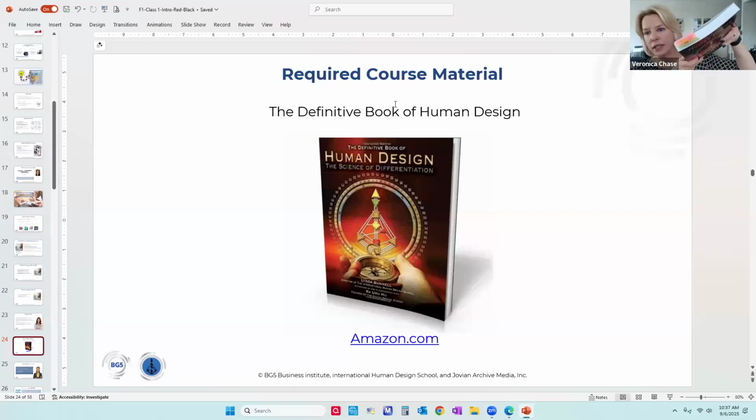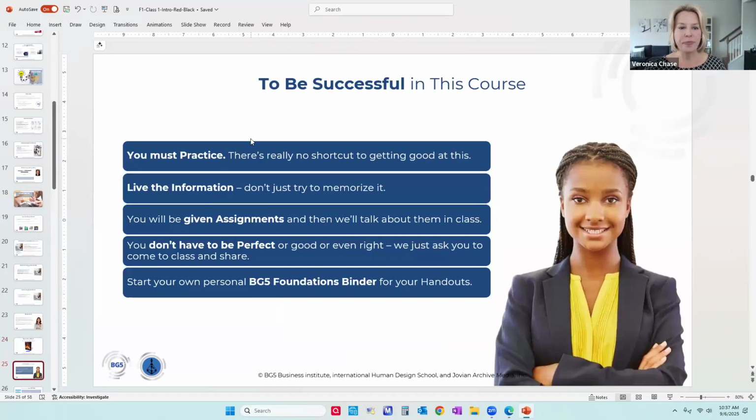In terms of required materials for foundations, the book, first and foremost, right? You can see all my little tabs here in my book. You need the book. So if you don't have the book yet, go get the book. You can access that on Amazon and just start using it. Just start reading it, right? Because it's all of the base information about human design.